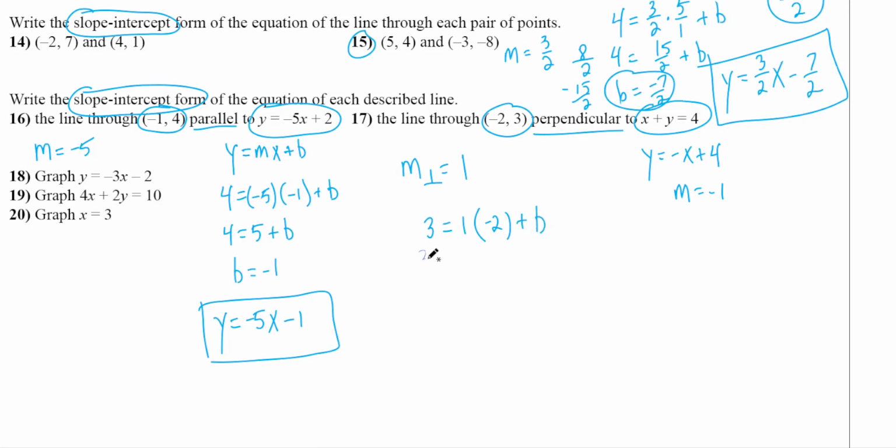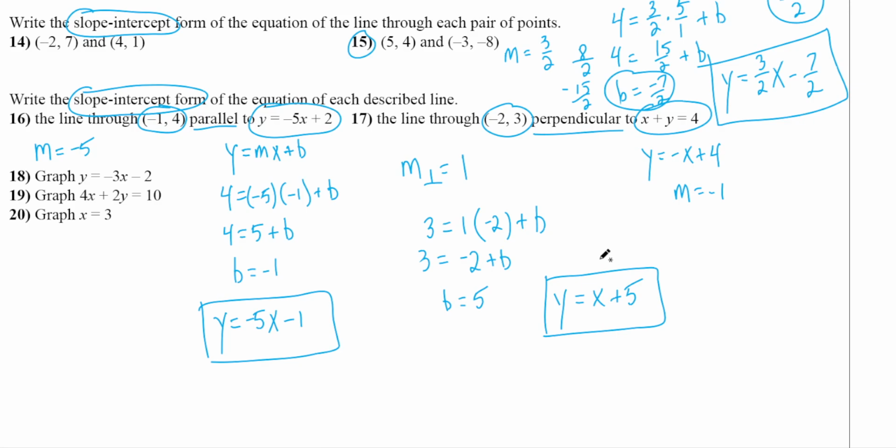Now I can find the y-intercept. All right? 3 equals -2 plus b. Add 2 to both sides. What's b? It's 5. Put it all together. What's the slope of my line? y equals 1x. Do I need the 1 though? Not really. Plus 5. That is the equation of a line that's perpendicular to this line, and it goes through this point, -2, 3.